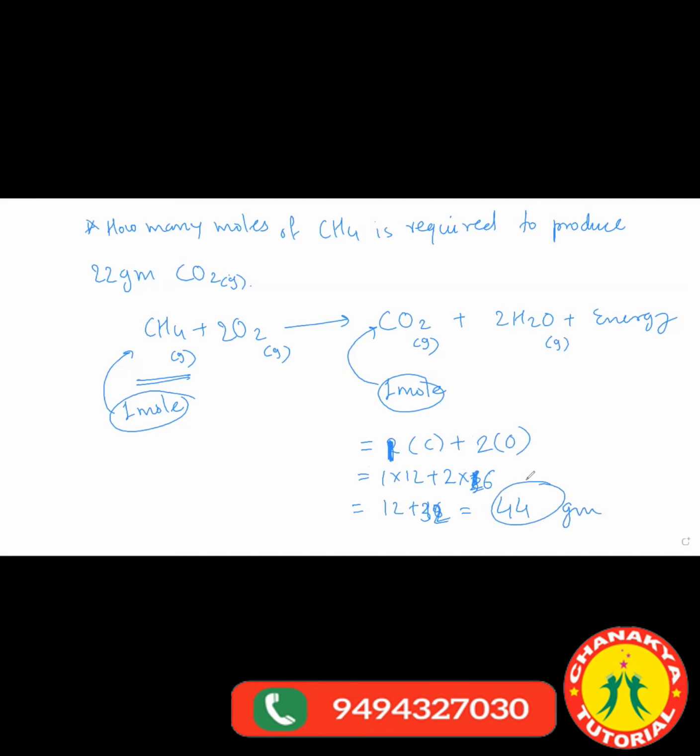If you are expressing molecular weight, that would be AMU. If you are expressing it in gram, it becomes gram molar mass. Correct?